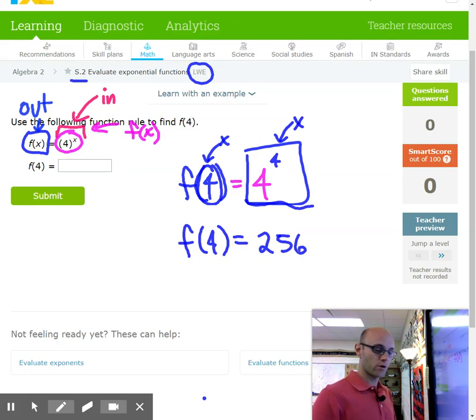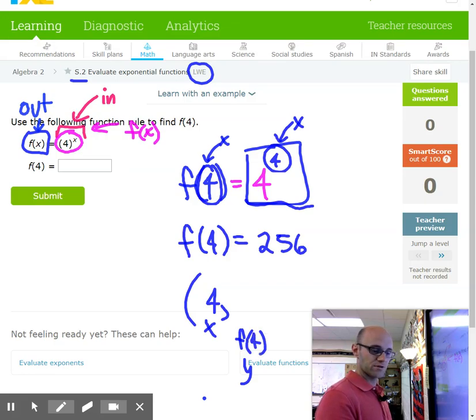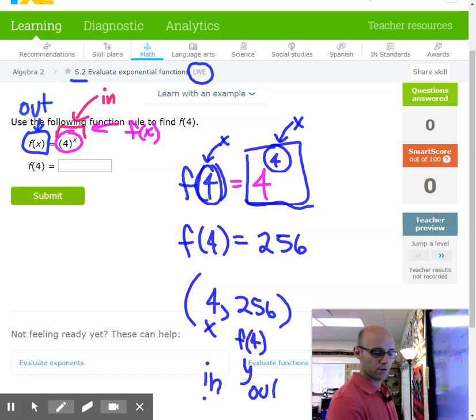If we were writing it as an ordered pair, we'd say the x value that we plugged in, 4, gives us an output. We used to call it y, but now we call it f of x, or f of 4 if we want to be specific. f of 4 is equal to 256. But notice, we still have input and output.